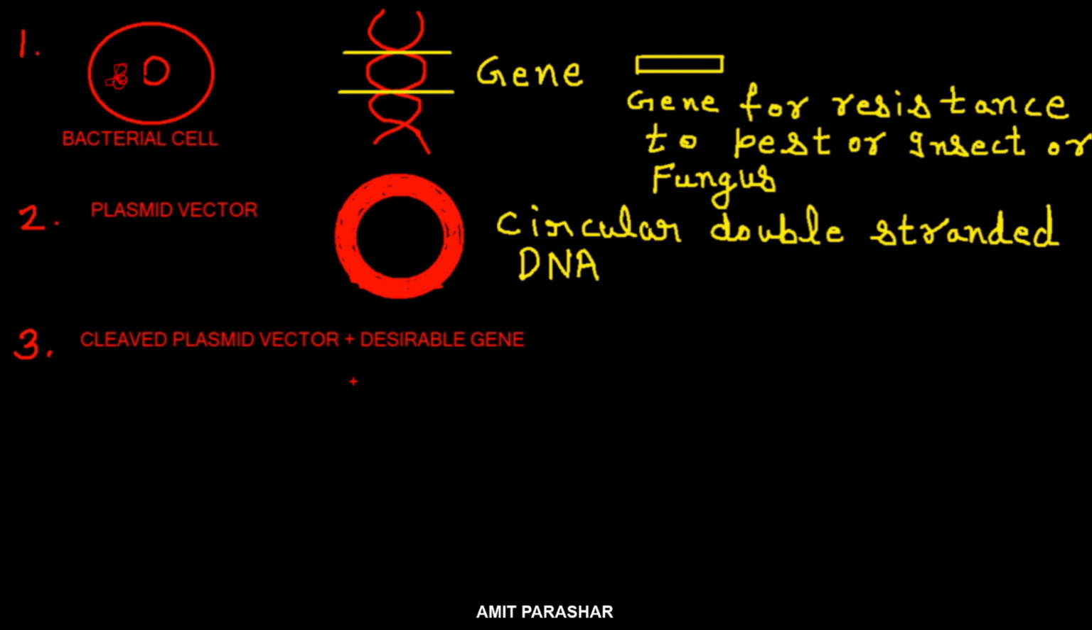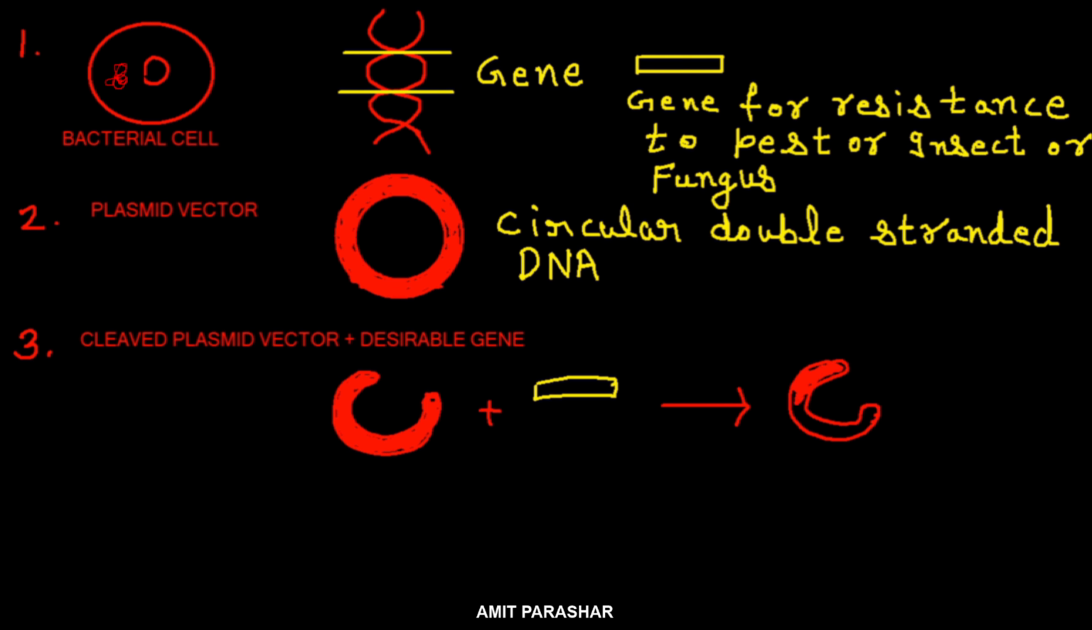So after getting plasmids, we will cleave this plasmid DNA with restriction endonucleases. After cleavage, we will insert the desirable gene or DNA fragment into the plasmid with the help of DNA ligase enzyme. Finally, we will get recombinant DNA.